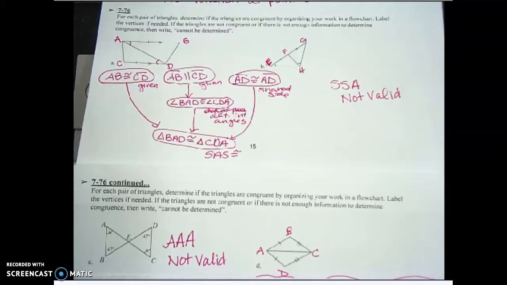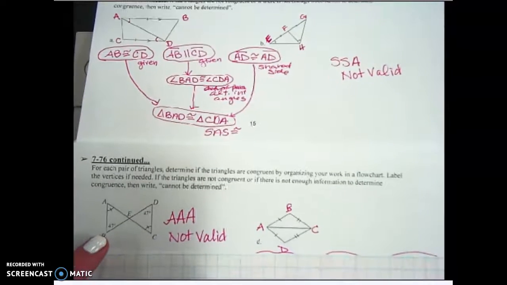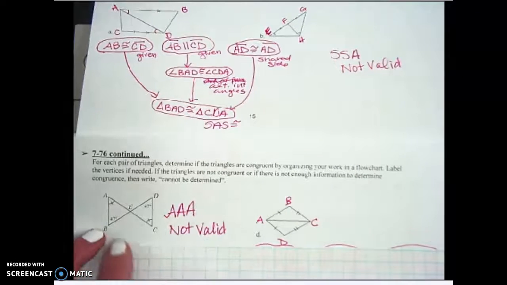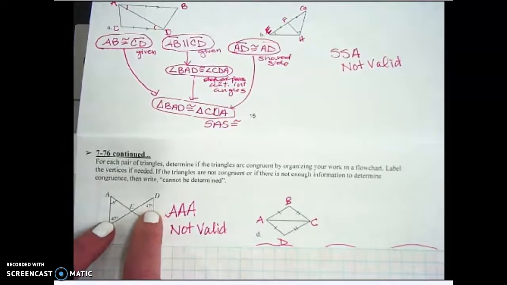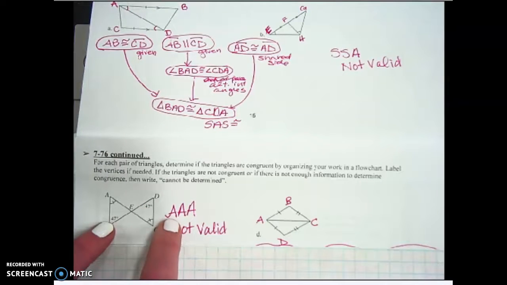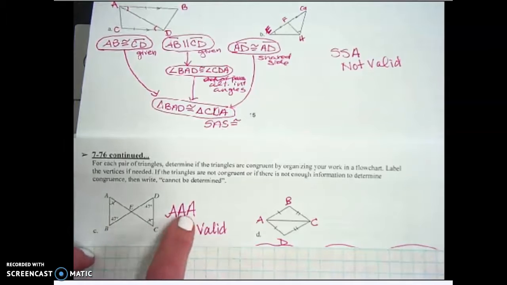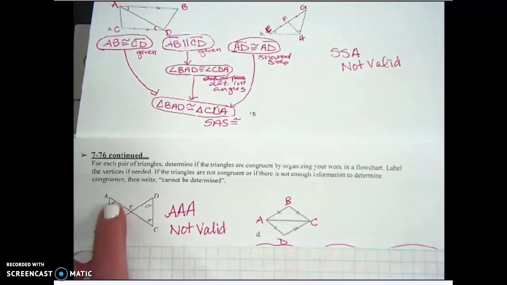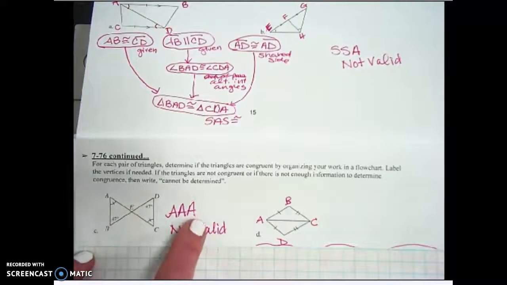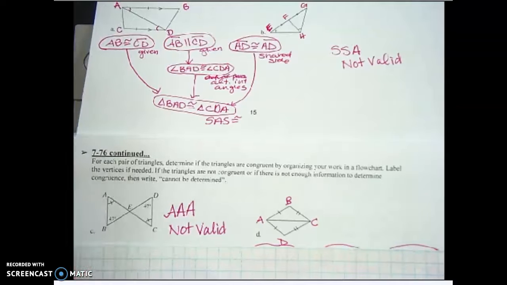Okay, so now let's look on the next page. So on page 16, we've got similar to B. We've got this angle that's 47 and this angle that's 47. That's our first A. Then we've got this angle that's marked congruent to this angle. That's our second A. Then we've got vertical angles in the middle. That's our third A. Does A work? No. Angle, angle, angle does not work.